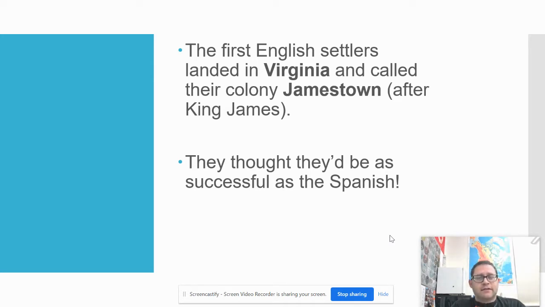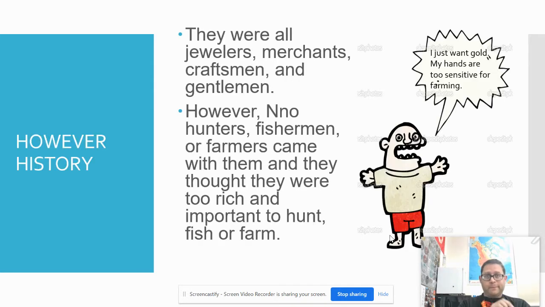Just as successful as the Spanish because they were smart, rich people that knew how to deal with money. But that's not necessarily the best thing you want to have when you go and colonize somewhere. All right. However, in history, they did not do so well. They were all jewelers, merchants, craftsmen, gentlemen. They were merchants, pretty much.